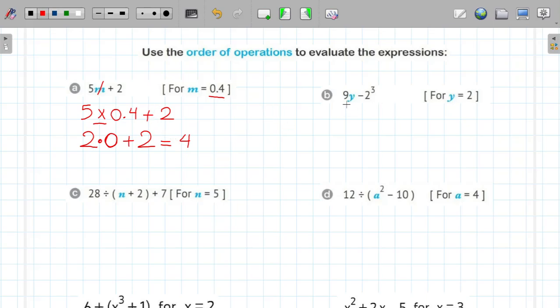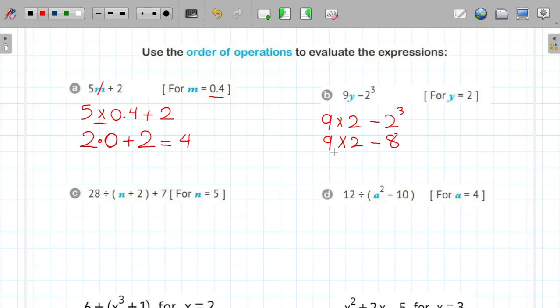The next one here, I have 9y minus 2 cubed, and this for y equals 2. So I will replace y with 2. So it will be 9 times 2 minus 2 cubed. I have here multiplication and subtraction and exponent. So I will do the exponent first. So it will be 2 cubed, it will be 8. So I have here 9 times 2 minus 8.